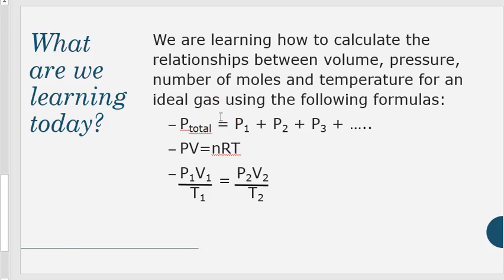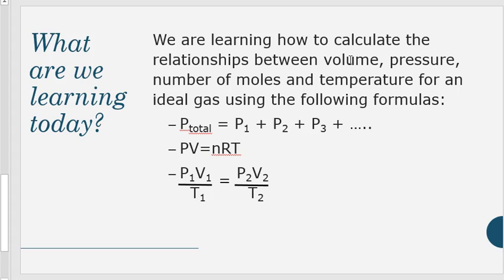We are going to work through some combined gas laws practice, but before we do that, we need to review a few things. What we're learning to do today is how to calculate the relationships between volume, pressure, number of moles, and temperature for an ideal gas using the following formulas. Really, we're just going to focus on this last formula right here because we've already done these other two. But let's review the relationship between volume, pressure, number of moles, and temperature.